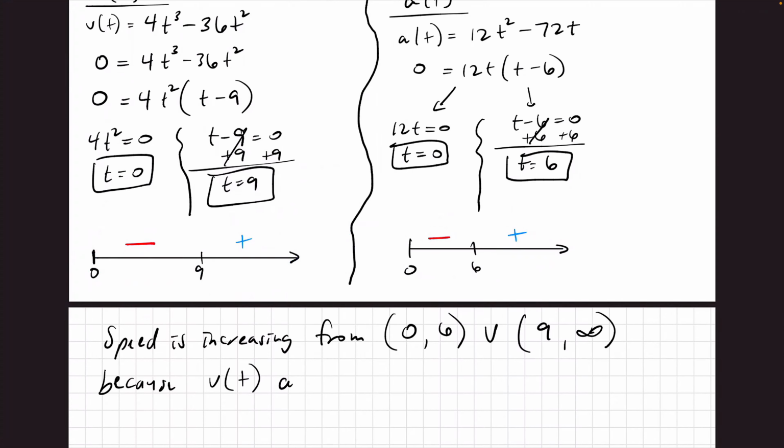Velocity and acceleration have the same signs.